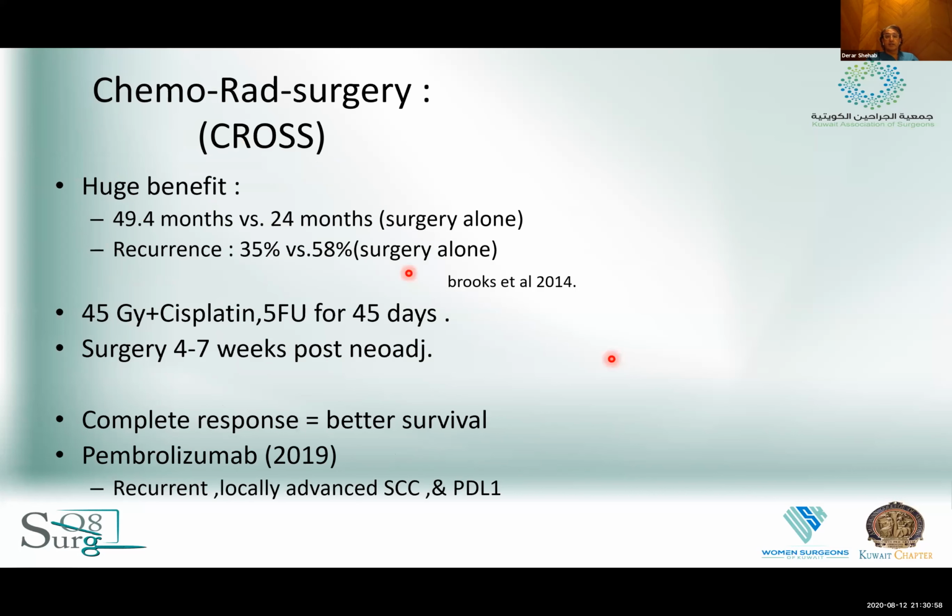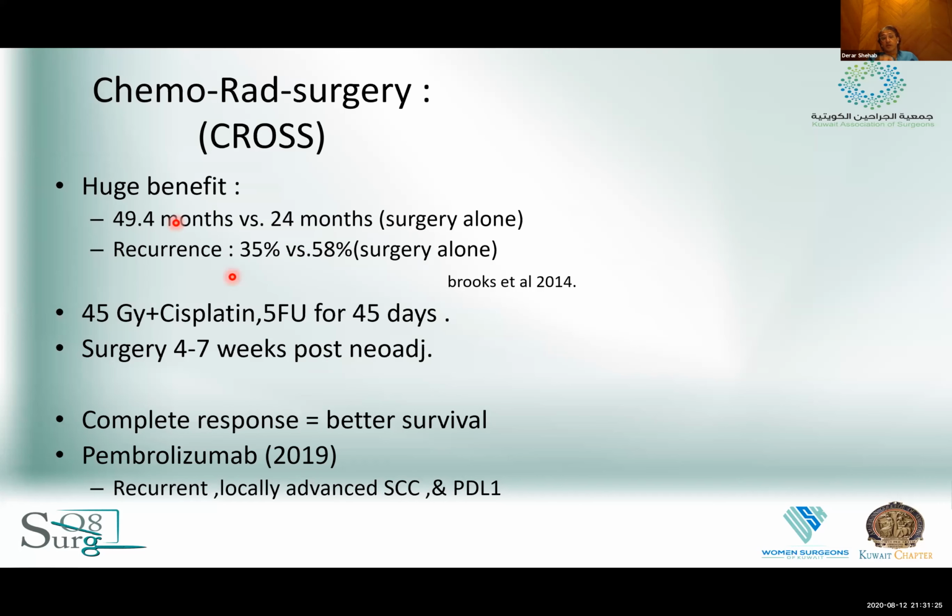The CROSS trial is the one most of the oncologists use. It's basically a multimodal approach therapy for esophageal cancer, in which we give a neoadjuvant chemoradiotherapy followed by surgery. In the CROSS trial, it showed a huge benefit in survival compared to surgery alone, and in the rate of recurrence, again compared to surgery alone.